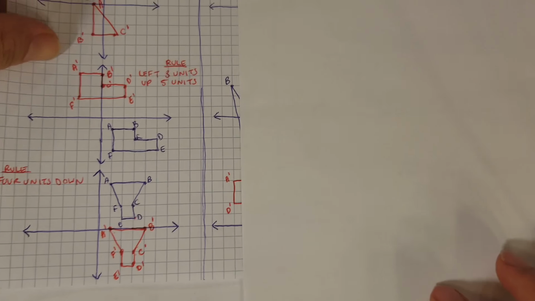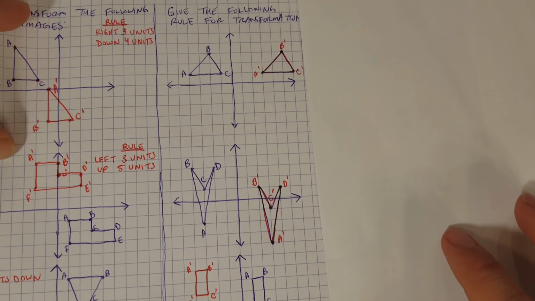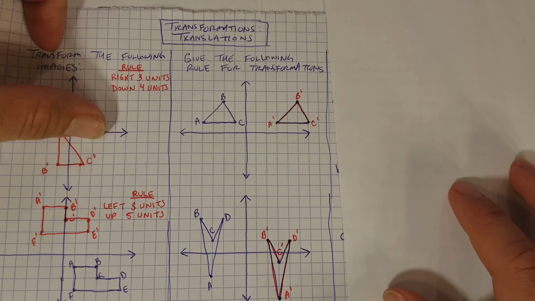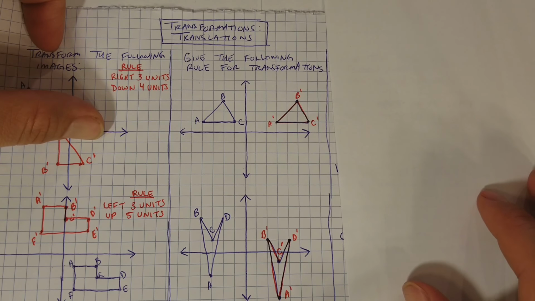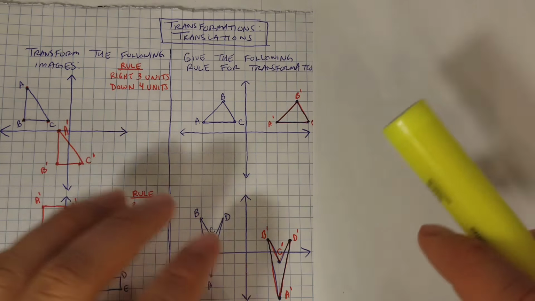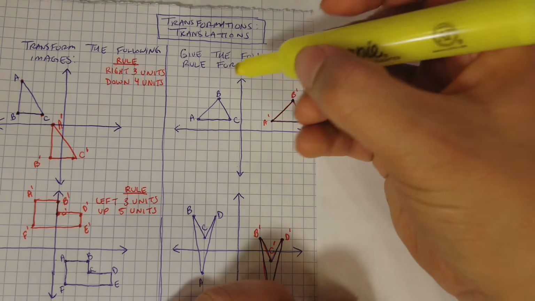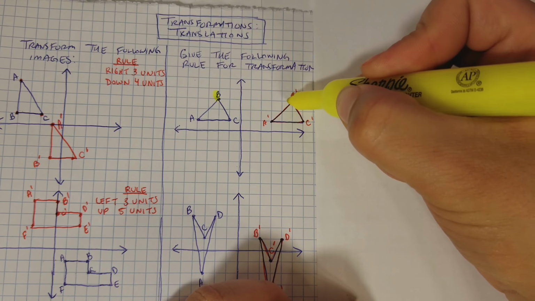Okay, the other thing that they could ask you when it comes to translations is something like this. They give you the original and they give you the new image, and you have to say what the rule is. What happened here? For you to figure that out, I recommend picking an original point and a new point. You don't have to choose the whole image if you don't want to. Let's say, for example, B. I'm going to go ahead and pick B. That's my original B, and that's my new point B.